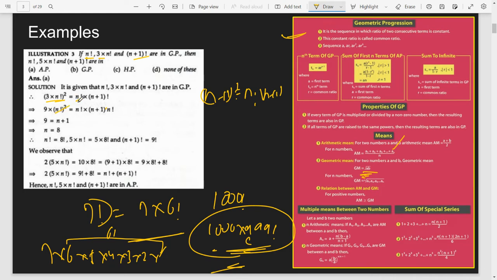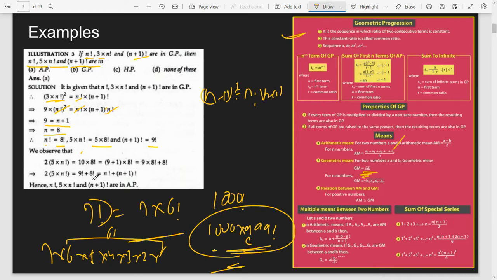You can say that this n factorial gets cancelled with the n factorial, and then you get n plus 1 equal to 9, which is n equal to 8. So what is it asking? Which terms are these going to be? Just find n factorial and then 3 into n factorial and then n plus 1 factorial. So n factorial is 8 factorial, 3 into n factorial is equal to 3 into 8 factorial, and n plus 1 factorial is equal to 9 factorial.